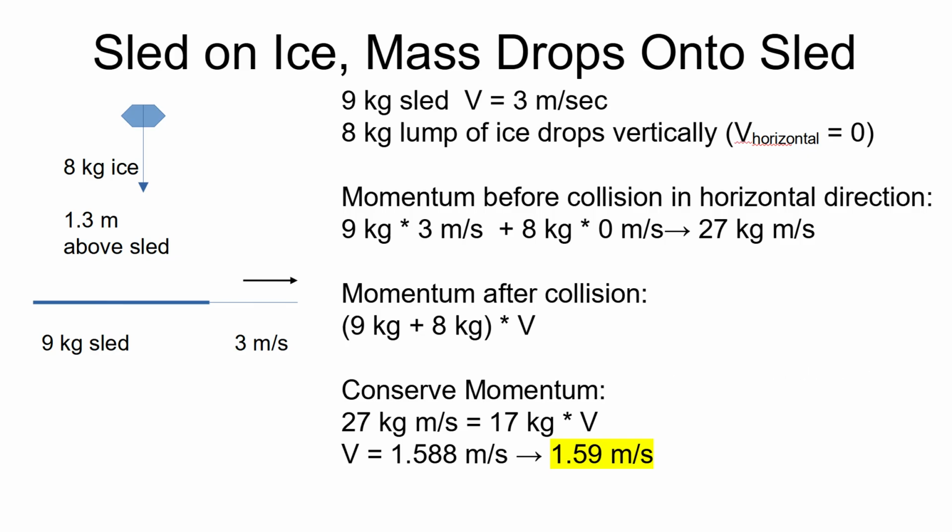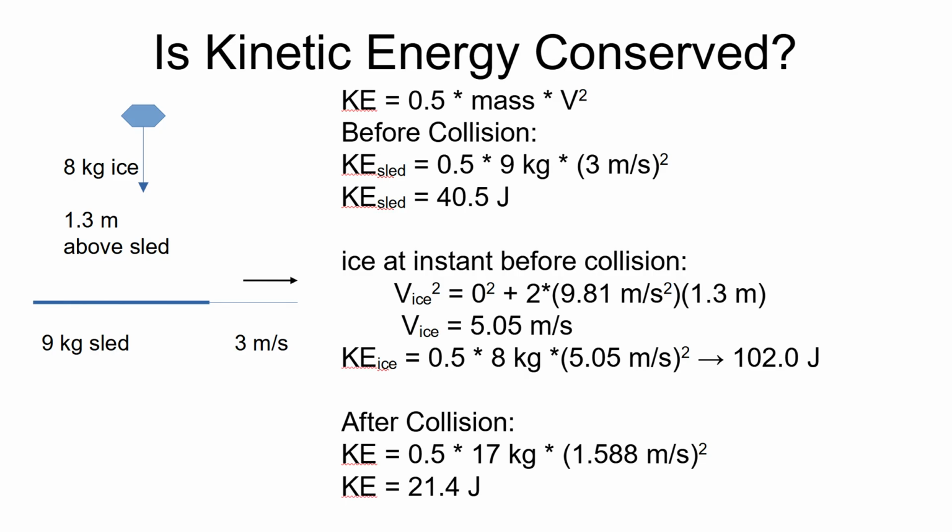I tend to keep 4 digits in intermediate results, but if this was our final answer, I'd round to 3. 1.59 meters per second is the speed of the sled measured in the frame of reference of the ice. What about kinetic energy? We conserve momentum. Is kinetic energy conserved? This is an inelastic collision. I'd remind you that the ice is sticking to the sled.